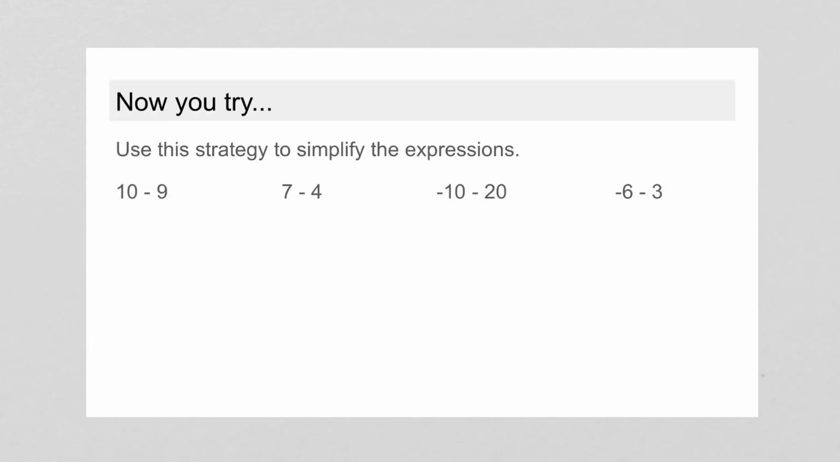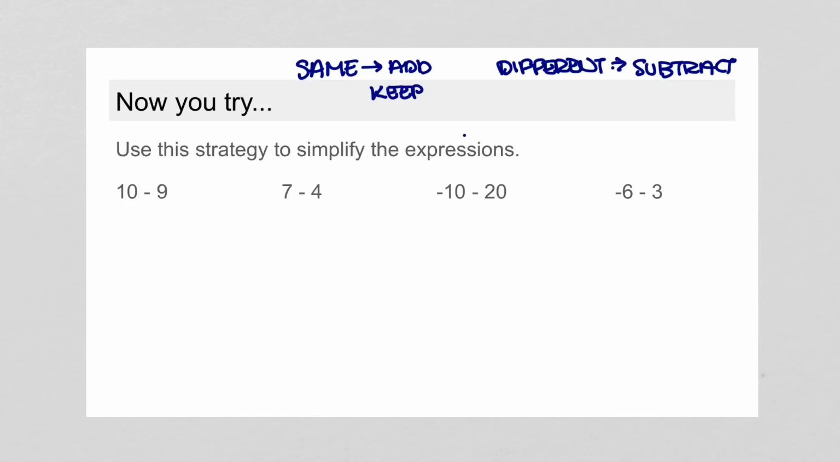Now you try. We're going to use that latest strategy where if we have the same signs, we will add. If we have different signs or opposite signs, we will subtract. And then we're always going to keep in our answer the sign of the bigger number in the original problem.